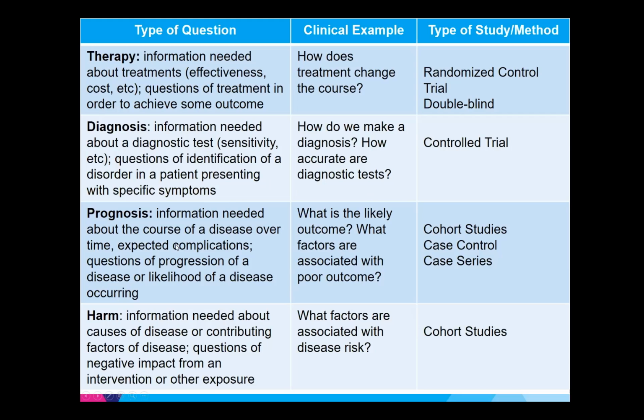Prognosis is looking at the course of the disease over time, what's going on in terms of complications and progression, or the likelihood of a disease, what the outcome is, and what factors are associated with poor outcome. And so these are usually cohort, case control, or case series. And then harm is when you're looking at what's causing a disease, what the contributing factors are, and what could be a negative impact from an intervention or other exposure. So usually these are cohort studies.